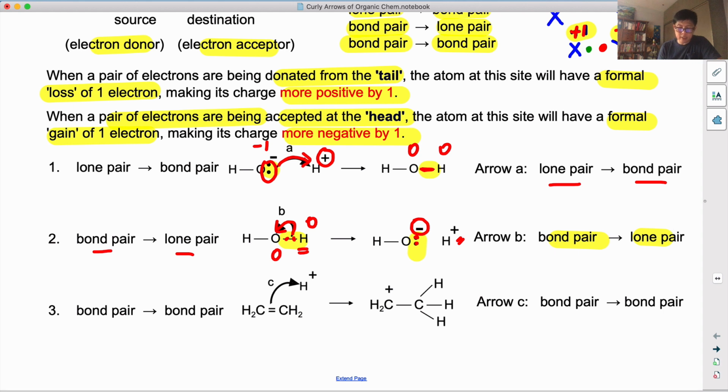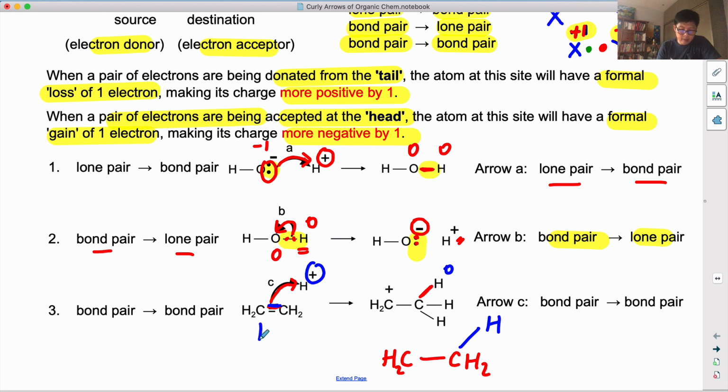In this example, you can see that the bond pair over here, the pi bond, has become this bond over here. So a bond pair has become a bond pair. In fact, the electrons have moved to the H. You can take it as that sigma bond has moved here. So H has more or less gained an electron, so the formal charge goes from +1 to 0.